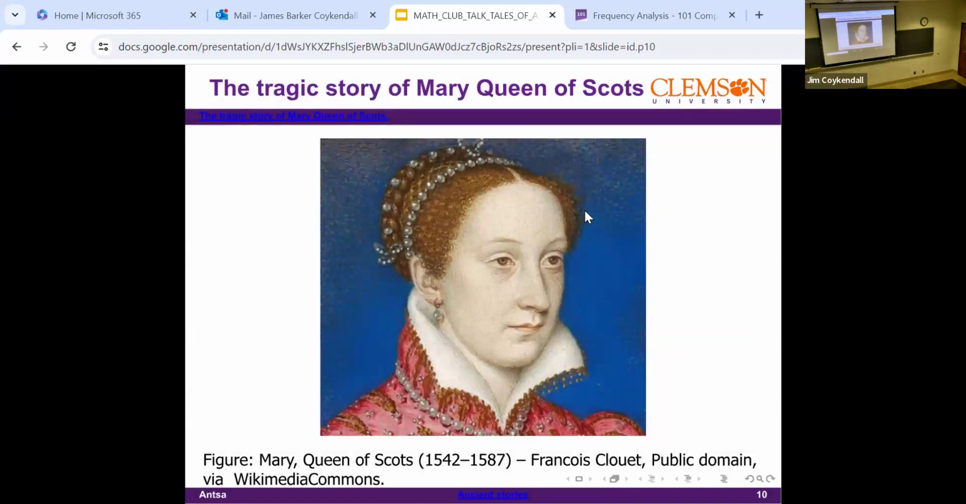And that leads us to the tragic story of Mary Queen of Scots. The story is so tragic, and this picture of her is not her actual picture, she is more beautiful than that. So I think it's really tragic when people even tone down your beauty in historical figures.